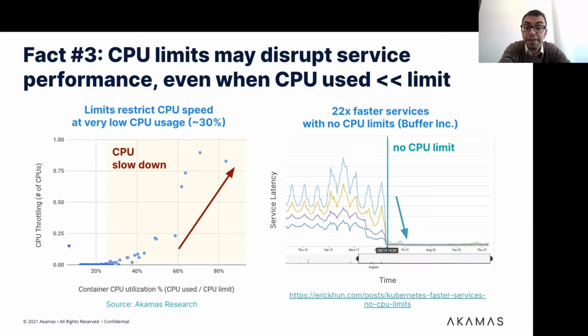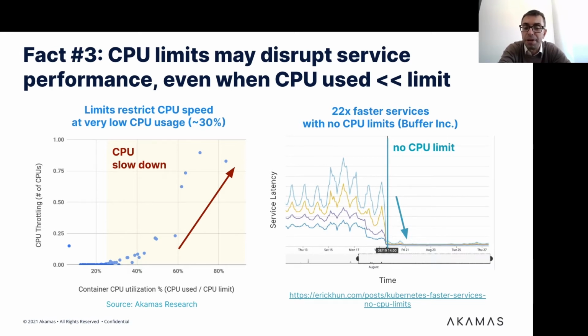The third fact is about an important and less known effect CPU limits have on application performance. CPU limits work by throttling CPU performance. And you may think that this happens only when CPU usage hits the limit. Quite surprisingly, the reality is that CPU throttling starts when CPU usage is well below the limit. We researched this aspect in our labs and found out that CPU throttling can start when CPU usage is as low as 30% of the CPU limit.